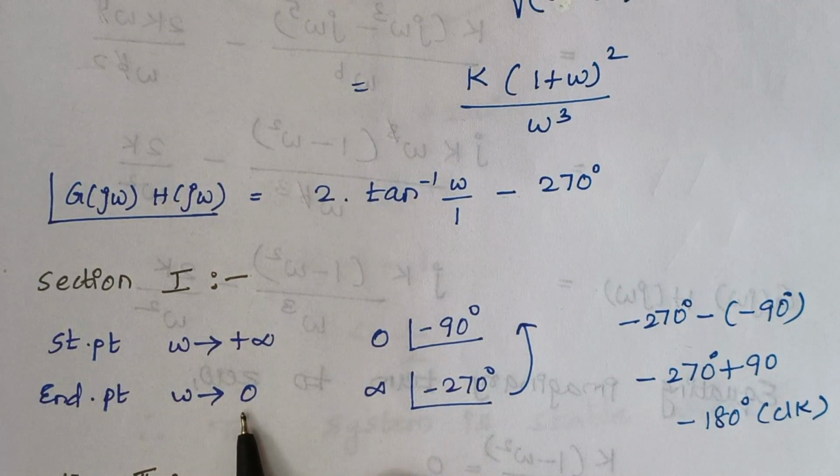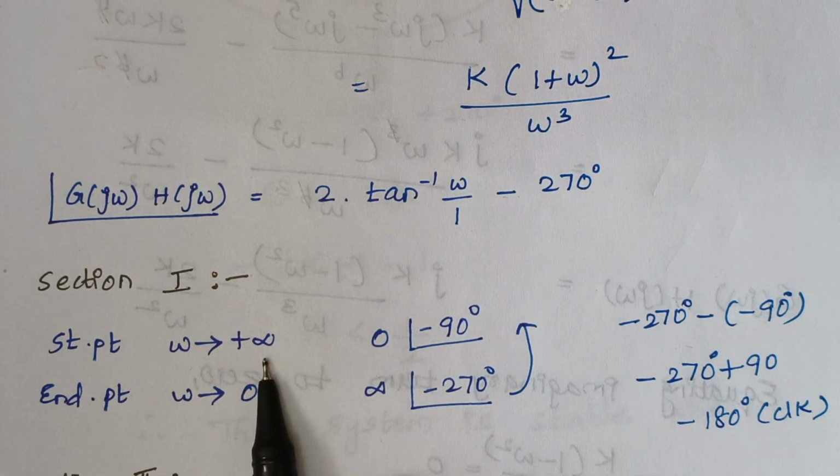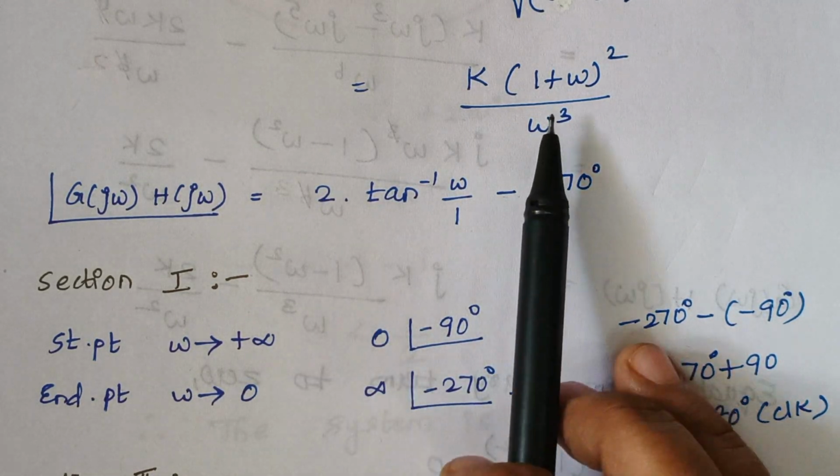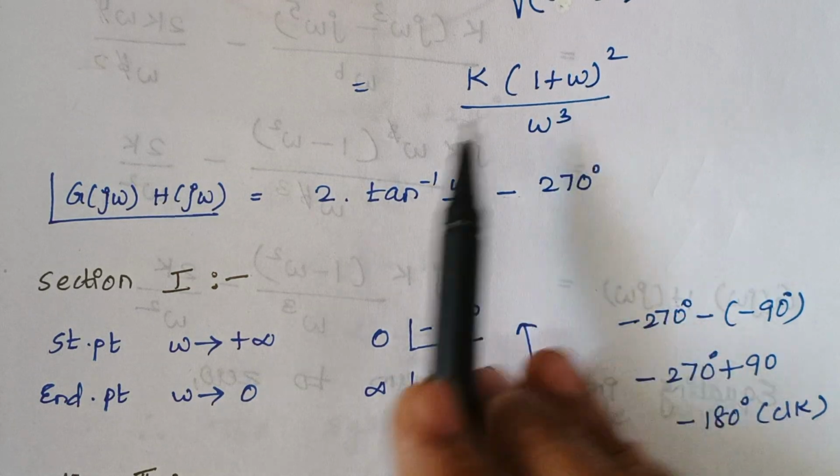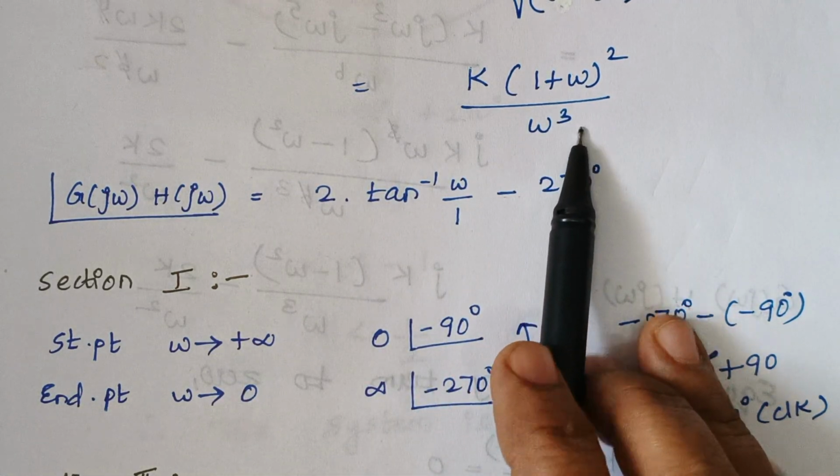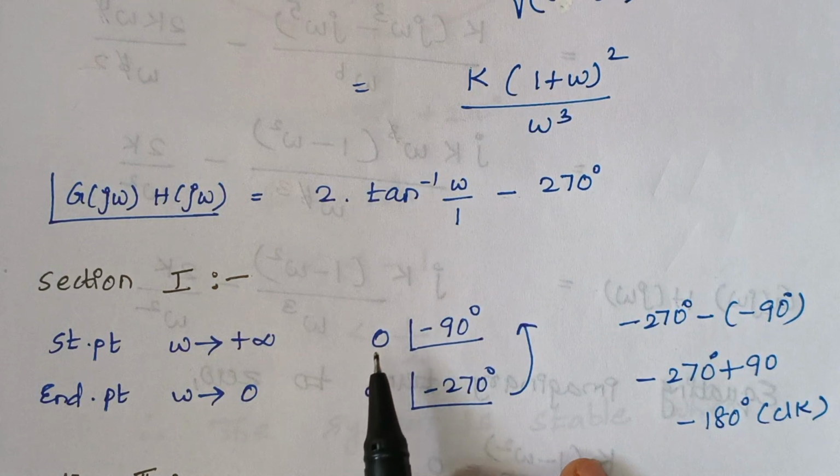So just write down the values. It starts at plus infinity and it ends at plus 0. So now just substitute the values here. So this is the expression for the magnitude. So omega is infinity. So anything divided by infinity is 0.